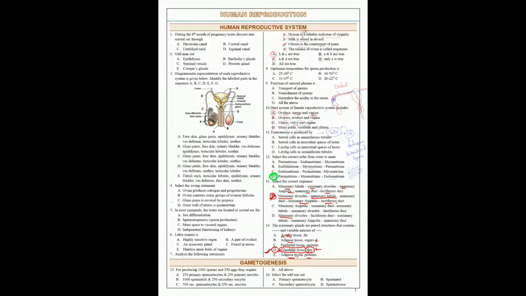So here they are talking about 1000 sperm, and here they are talking about 250 eggs, which means here they are talking about spermatogenesis and here they are talking about oogenesis. So we have to understand both. So if we talk about one spermatogonia will produce how many? Two primary spermatocyte. From two primary spermatocyte, it will be like how many?